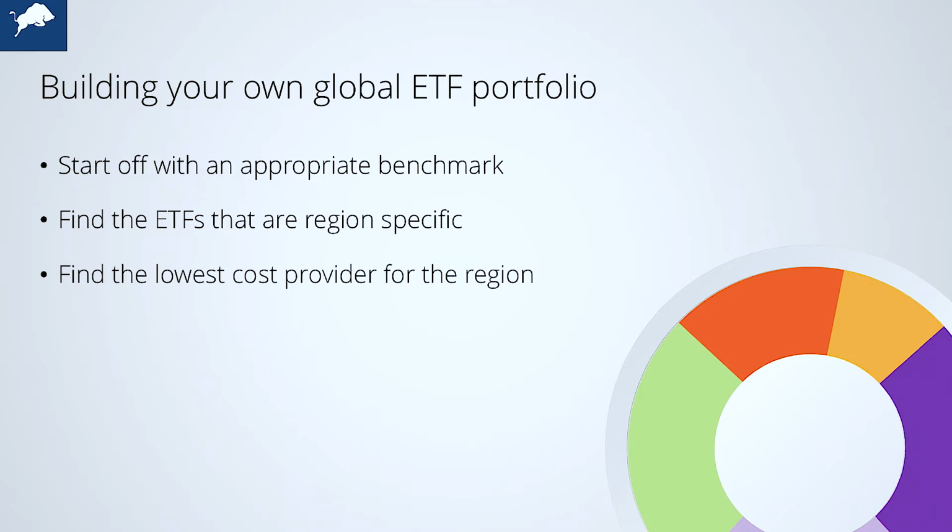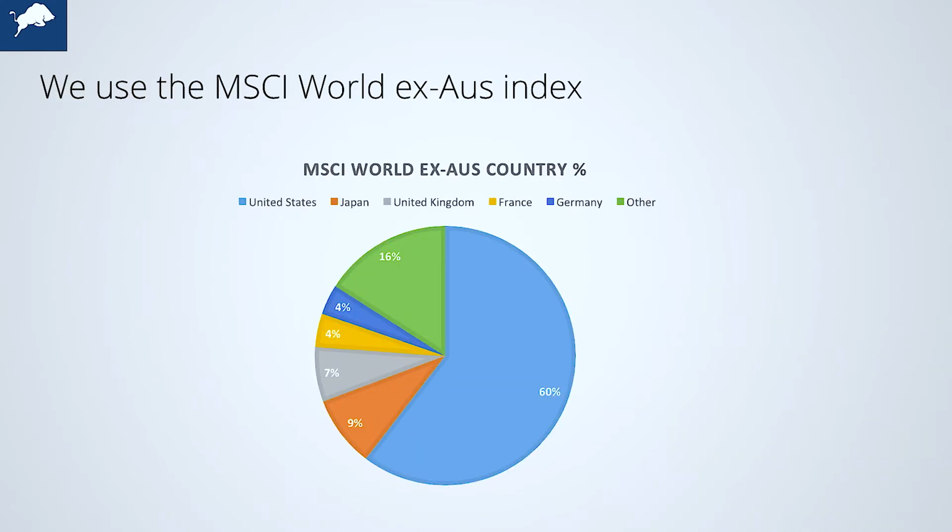The next slide here actually shows you the breakdown of the MSCI All World X Australia. Basically, 60% of it is the US, 16% of it is other. That means the other 22 developed markets of the world just combined there. 4% is Germany, another 4% is France, the UK and Japan at 7 and 9% respectively there. So this can be your initial starting point, your benchmark as to setting up your portfolio.